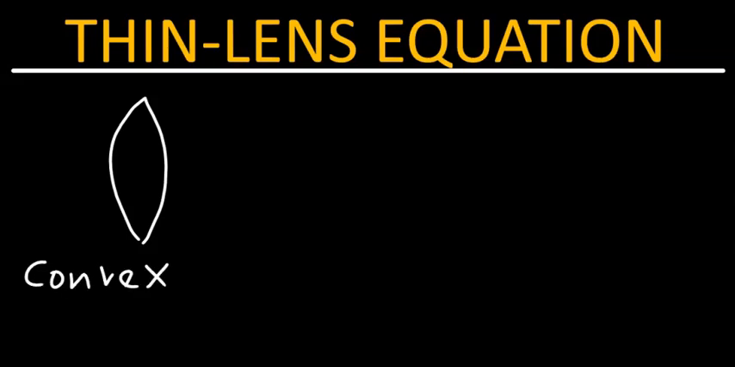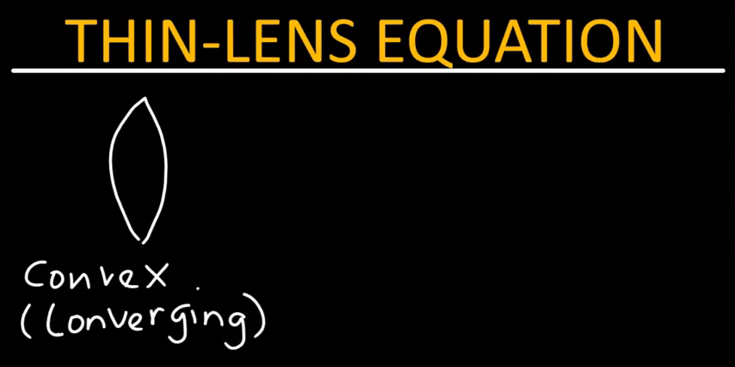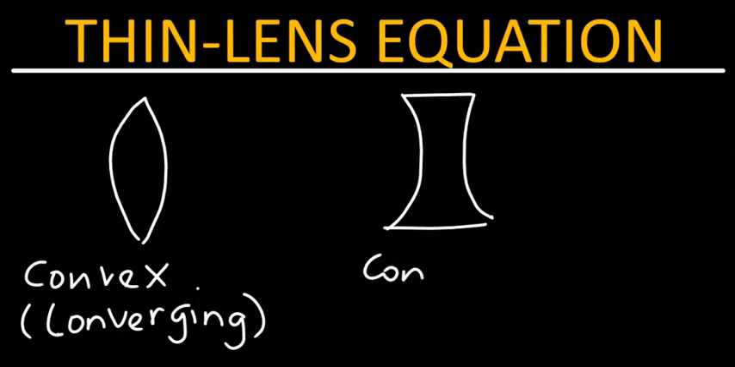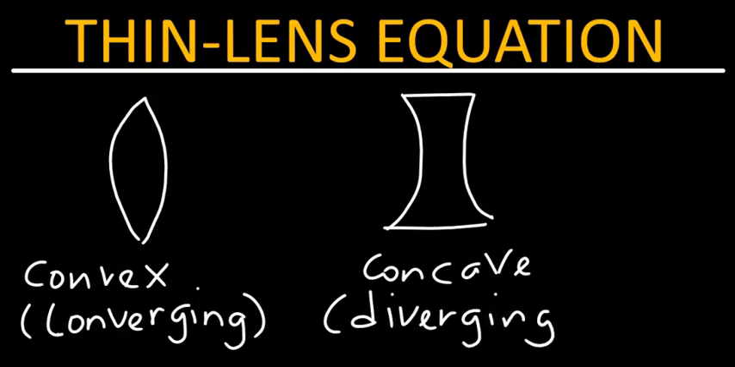Broadly speaking, there are two kinds of lenses. The first one is known as the convex lens, with a shape like that. It is also known as a converging lens. The second kind is known as a concave lens, with a shape like that. And it is also known as a diverging lens. The reasons for the terms converging and diverging will be clear in a minute.